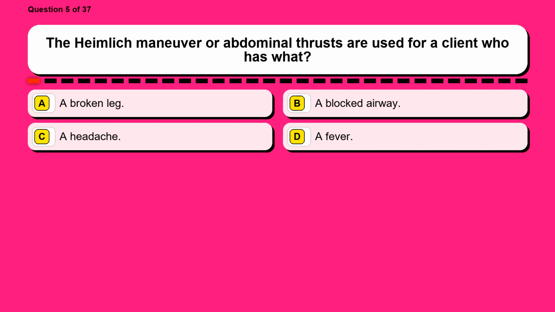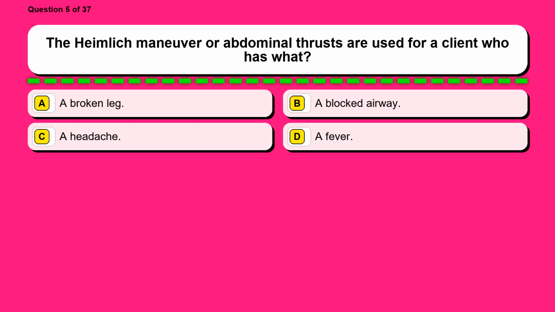Question 5. The Heimlich maneuver or abdominal thrusts are used for a client who has what? Option A. A broken leg. Option B. A blocked airway. Option C. A headache. Option D. A fever.